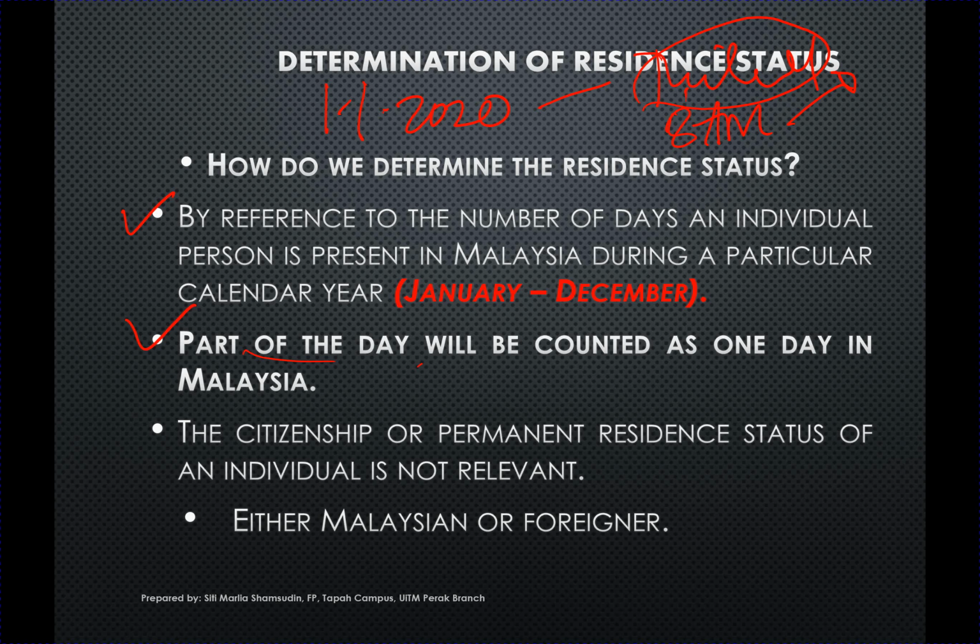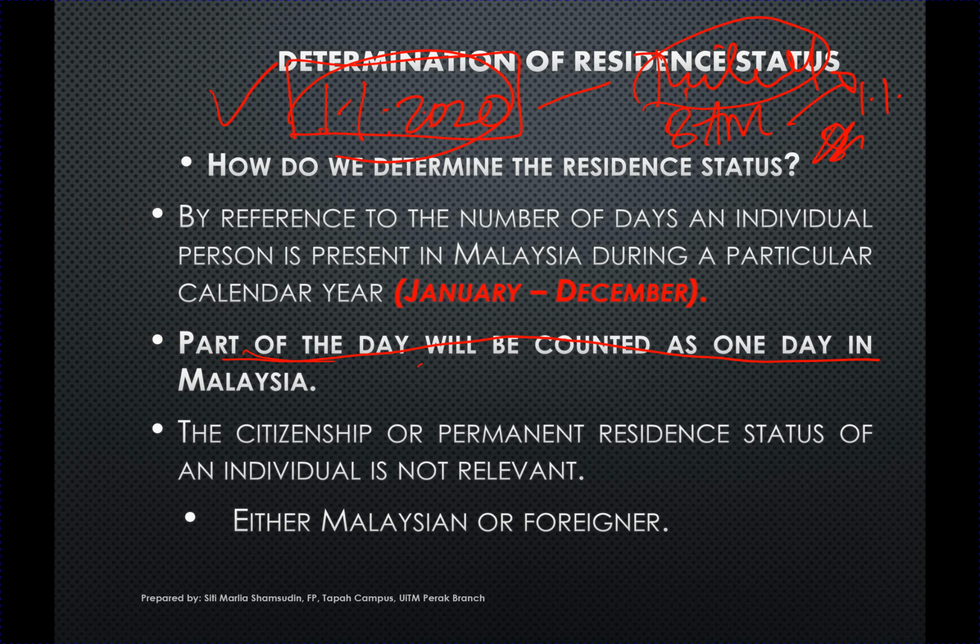Thailand is not that far from Malaysia. So dia akan sampai Thailand pada 1 Januari juga. So the issue here, on the 1st of January, this person doesn't stay in Malaysia for 24 hours. But as what the law says here, part of the day will be counted as one day in Malaysia. So 1/1/2020 pada 8 AM dia dah keluar daripada Malaysia, tapi kita still consider 1/1 sebagai satu hari penuh dia ada di Malaysia, because part of the day will be counted as one day.